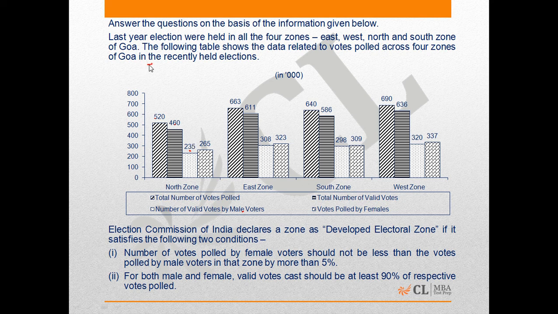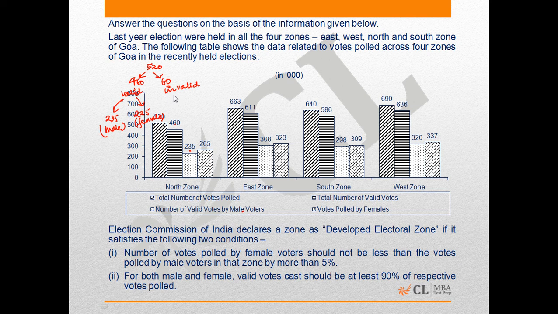So if we divide this, we'll have 520, out of which 460 are valid votes. The remaining 60 are invalid votes. Out of these 460 valid votes, 235 are by male. So obviously the remaining 225 are by female.